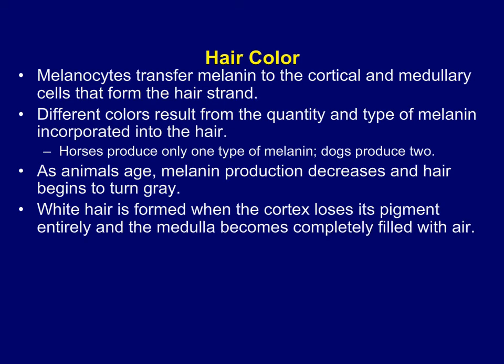Now, of course, there are some animals like polar bears that just have white hair, and this is formed when the cortex either loses its pigment or never had any pigment. In these cases, the medulla will become completely filled with air, which gives the hair its white coloration.